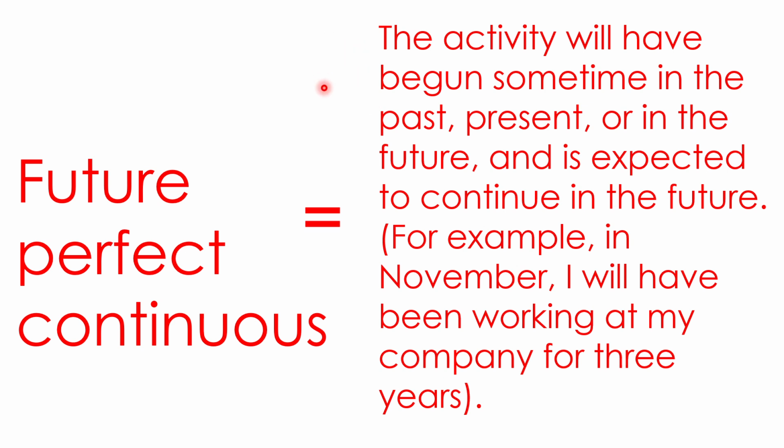So this tense is basically saying that it is an activity that could have begun in the past, the present, or in the future, but it is expected to continue in the future. So obviously, for example, in November, I will have been working at my company for 3 years. Amazing.